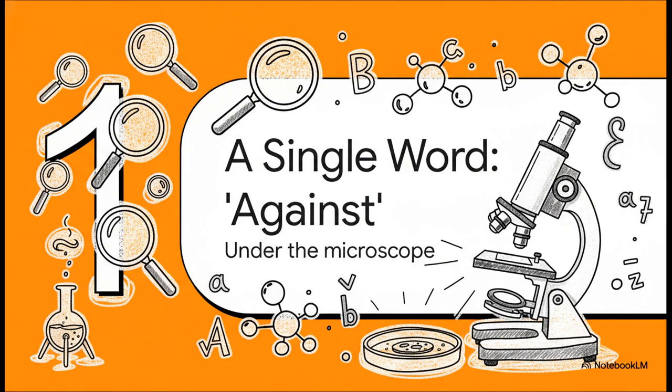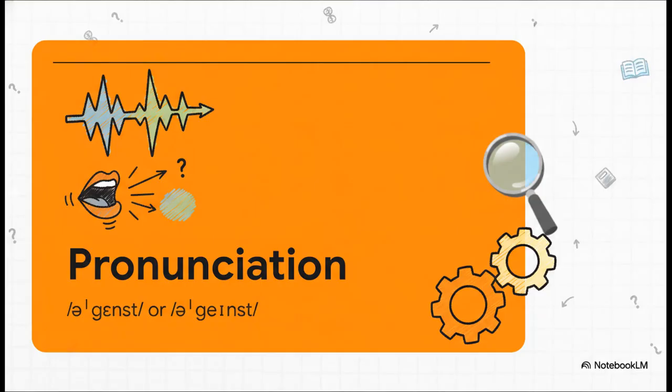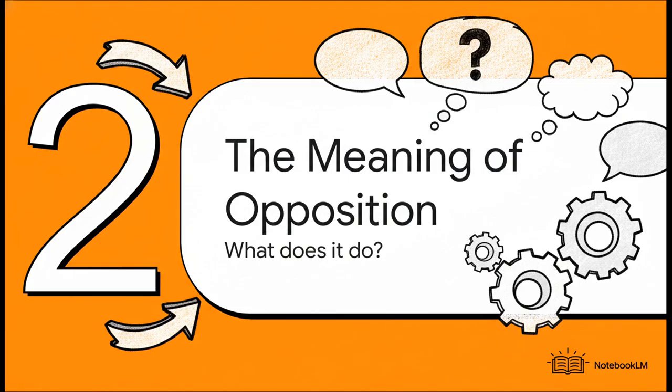We're going to kick off our investigation by looking at its most basic, fundamental properties. Okay, first things first. How do we say it? You know, most of us probably say against, but you'll definitely hear some people say against. It's a tiny variation, pretty standard stuff. So that's our baseline, the word as we know it. So now let's go a layer deeper. Let's move from how the word sounds to what it actually does. What's its job in a sentence?